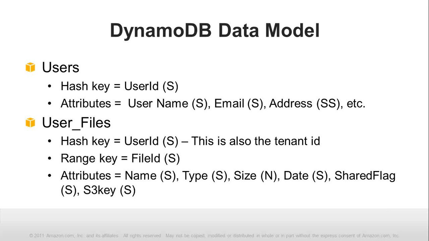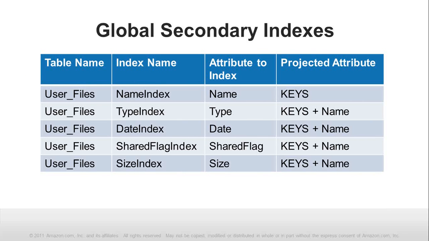And the attributes may be name, type, size, date, a shared flag. And then let's assume you're potentially putting the blob data in S3, which is Amazon Simple Storage Service. You would keep a pointer to the S3 key. I'm also building some global secondary indices for indexed access.